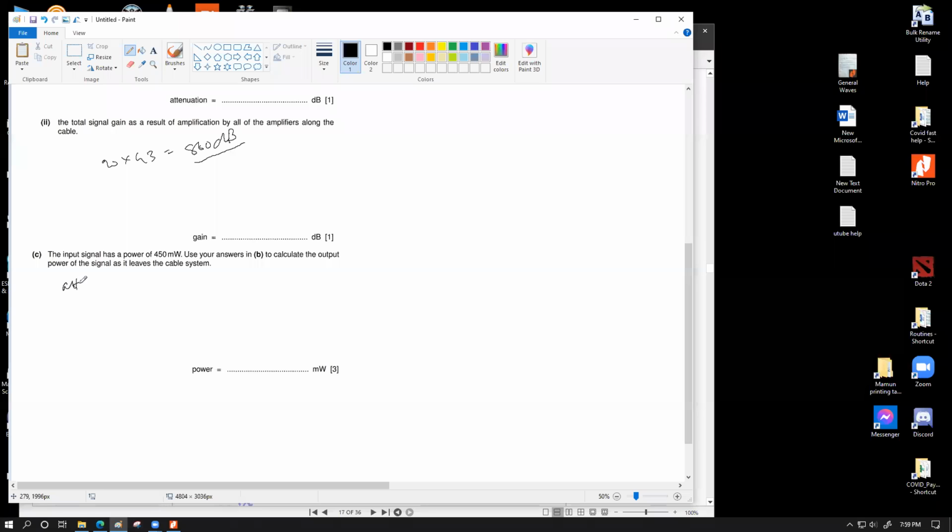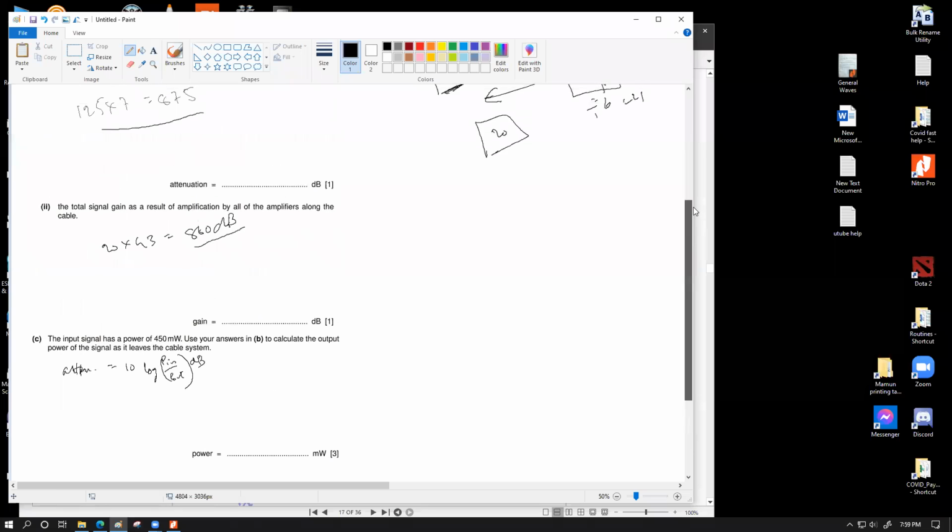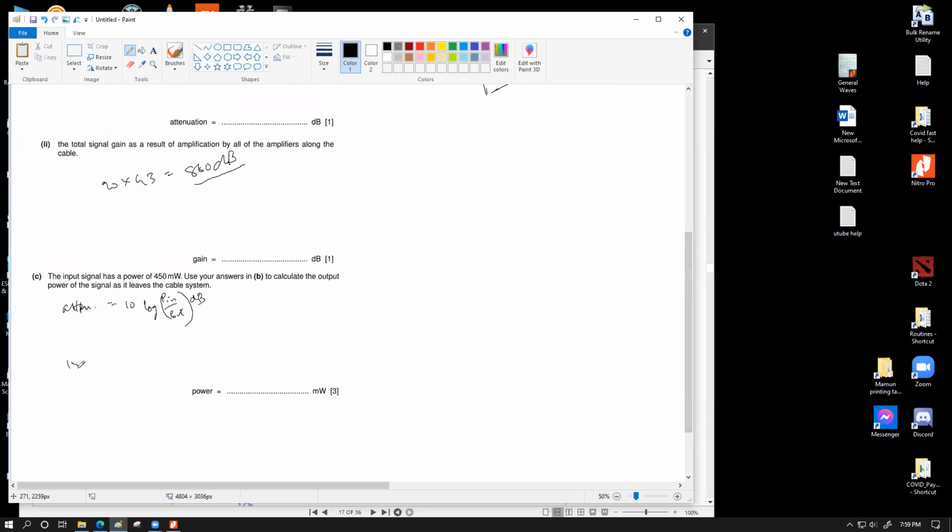The basic formula: attenuation equals 10 log P in by P out decibels. So here the attenuation is going to be the subtraction, that is 15 decibels. So 15 equals 10 log. The final answer has to be also in milliwatts. So I'm only writing 450 over here, not writing the power of 10s. We don't need that. By P out.